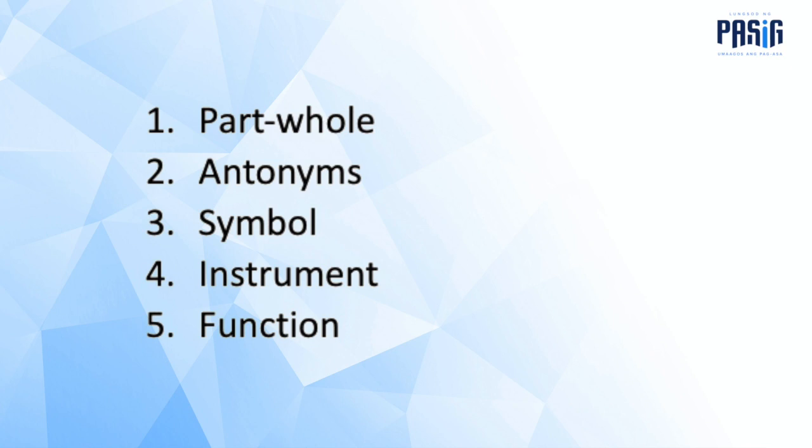Number 3. Baguio is the summer capital of the Philippines as Cebu is the Queen City of the South. The relationship is symbol, for each city symbolizes something. Number 4. Navy is to ships as Air Force is to jets. The relationship is instrument, as Navy uses ships and Air Force uses jets in their operations. And number 5. Exercise is to gym as to eat is to restaurant. The relationship is function. In the gym is where we do the exercise and we eat in the restaurant.